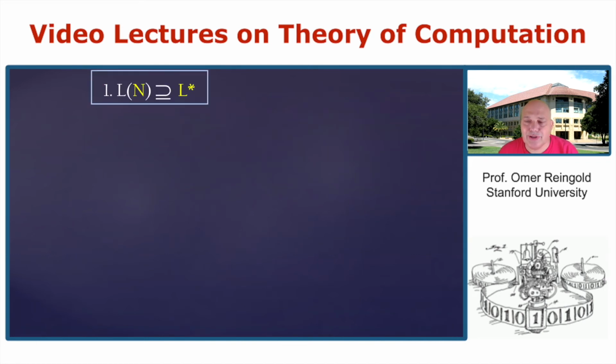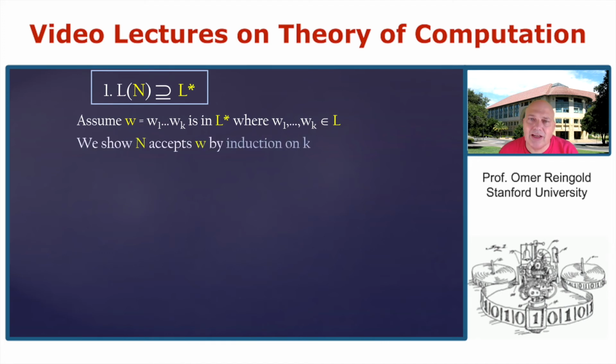So let's do the easier part first. Assume you have a string W in L star. Meaning that you can divide it into the concatenation of W1 up to WK, where each one of them is in L. This is what being in L star means. And now we'll prove it. How would we prove it? Yes, we'll prove it by induction, and induction on K, on the number of strings you're going to recognize. What are the base cases? It was enough to have one, but let's do two.